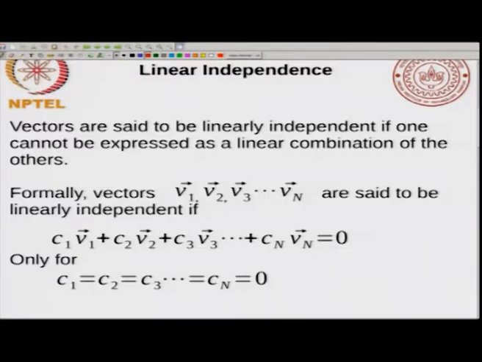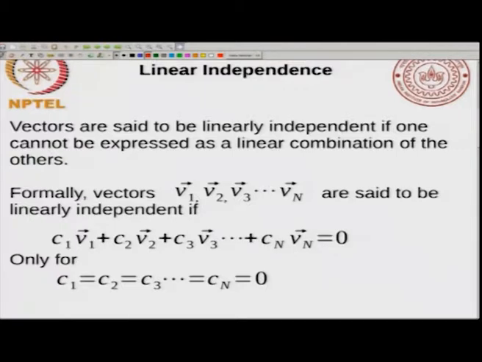Vectors are said to be linearly independent if one cannot be expressed as a linear combination of the others. So, if you take a set of vectors and you can express one as a combination of the others, then you say that they are linearly dependent, and if you cannot do that, you say that they are linearly independent.